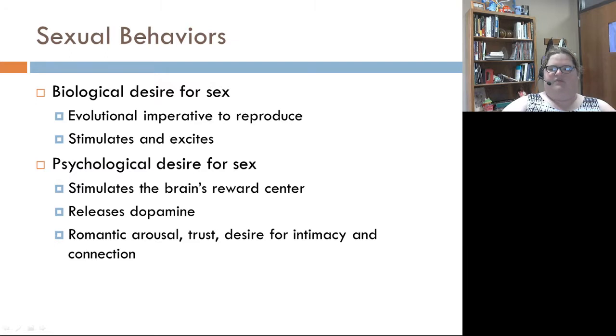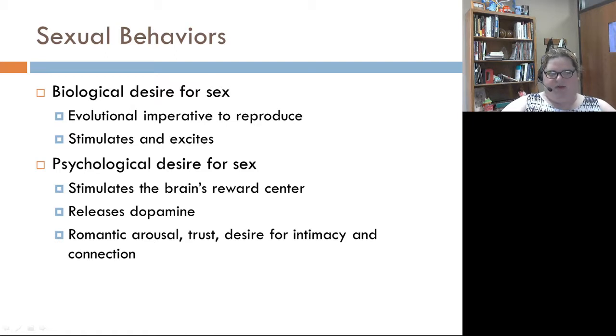Along with that comes trust. Having sex with someone requires that you trust them to some degree. Now, we can have no strings attached hookups, right? But there's still a little trust involved. But when you have a psychological desire for sex, it's because you trust that person and you want to be intimate with them. There's this desire for intimacy and connection. Having sex is a very intimate act, and it puts you in a place where you have connected with someone on a very deep level.